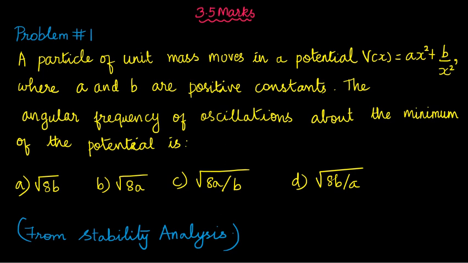So here we have a particle with a potential which is given as V of x is equal to ax squared plus b by x squared, and we have to find the angular frequency of oscillations. So this is from stability analysis. If you know how to work it out, just pause the video and work out the problem and then check the answer. So let us solve. I'm going to solve with you.